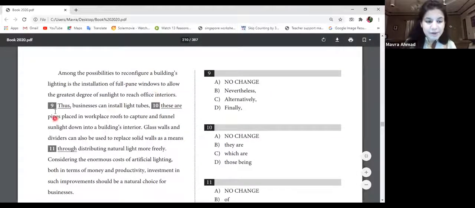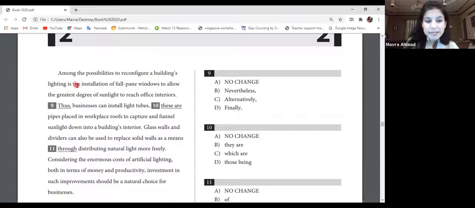अब question number 9 को हमने इस underlined portion को देखना है कि do we need to change it or not. It's a transition word, so we need to read the preceding sentence to understand it better and to see if this makes sense or if we need to change it. Among the possibilities to reconfigure a building's lighting is the installation of full pane windows to allow the greatest degree of sunlight to reach office interiors.